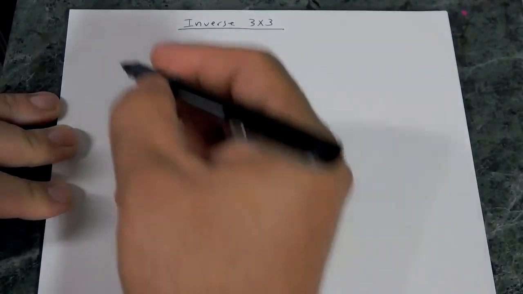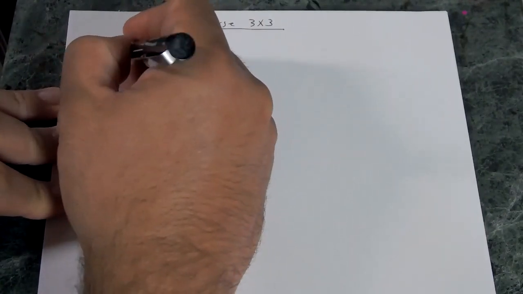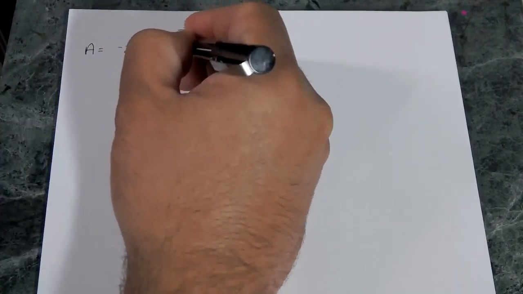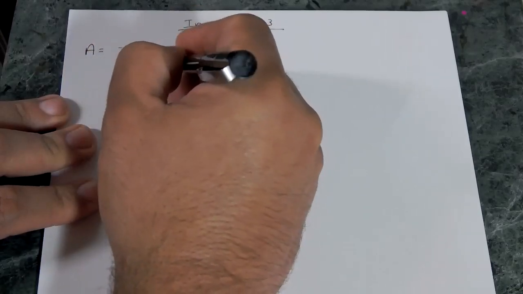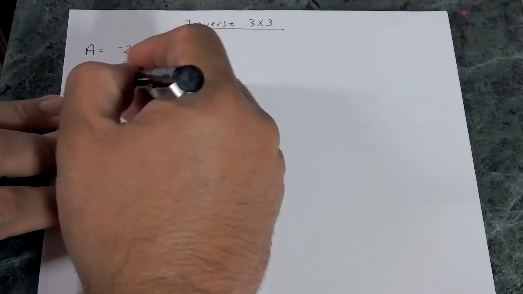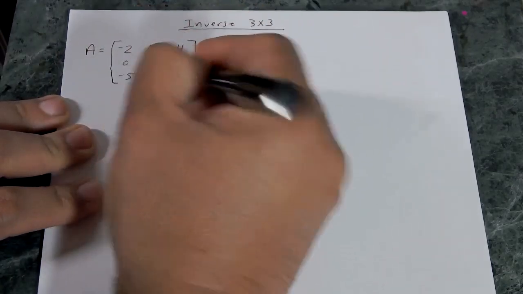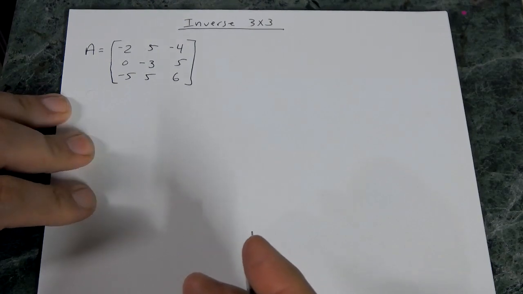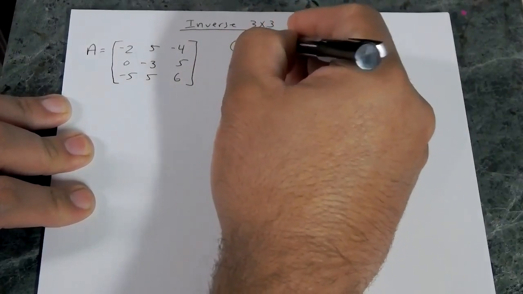All right. So pretend I have a matrix here of -2, 5, -4, 0, -3, 5, -5, 5, and 6. Here's the matrix, and I want to find its inverse. In order to do this, first you need to find its determinant. So first step is find determinant.